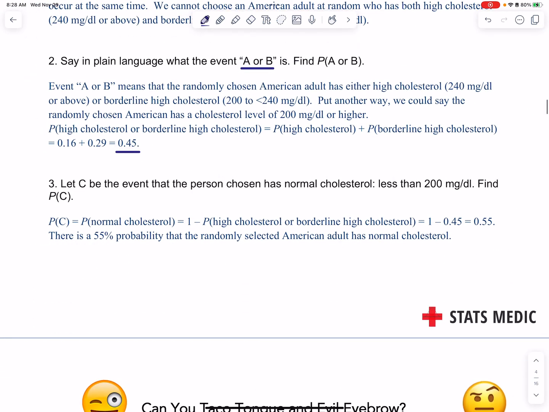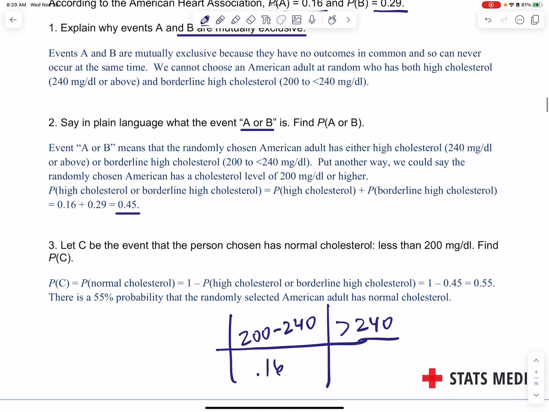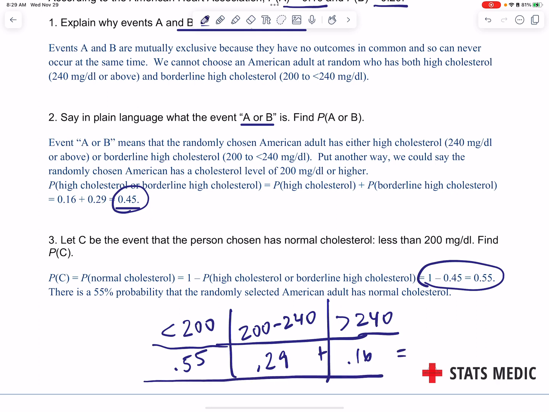The complement of the event: I've got between 200 and 240, that's event 1. I've got above 240, and it gives me this. So this is 0.16, and this is 0.29. Then obviously this is going to be lower than 200, which it did not include, but I know that 1 minus this, because the 0.45 was 0.29 plus 0.16, is going to get me this, because remember, these all have to be between 0 and 1, and they all have to add to equal 1.